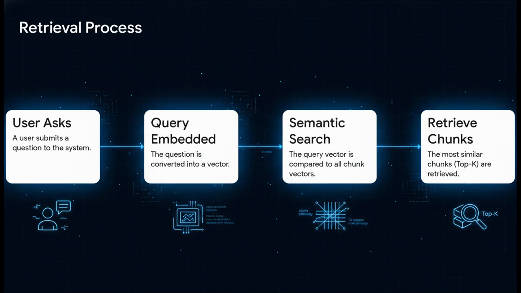Then the system does something called a semantic search. It takes the question's vector and compares it against all the chunk vectors in our database to find the closest matches. And here's the key. It's not a keyword search. It's searching for meaning and context. It's looking for the chunks that are most conceptually similar.